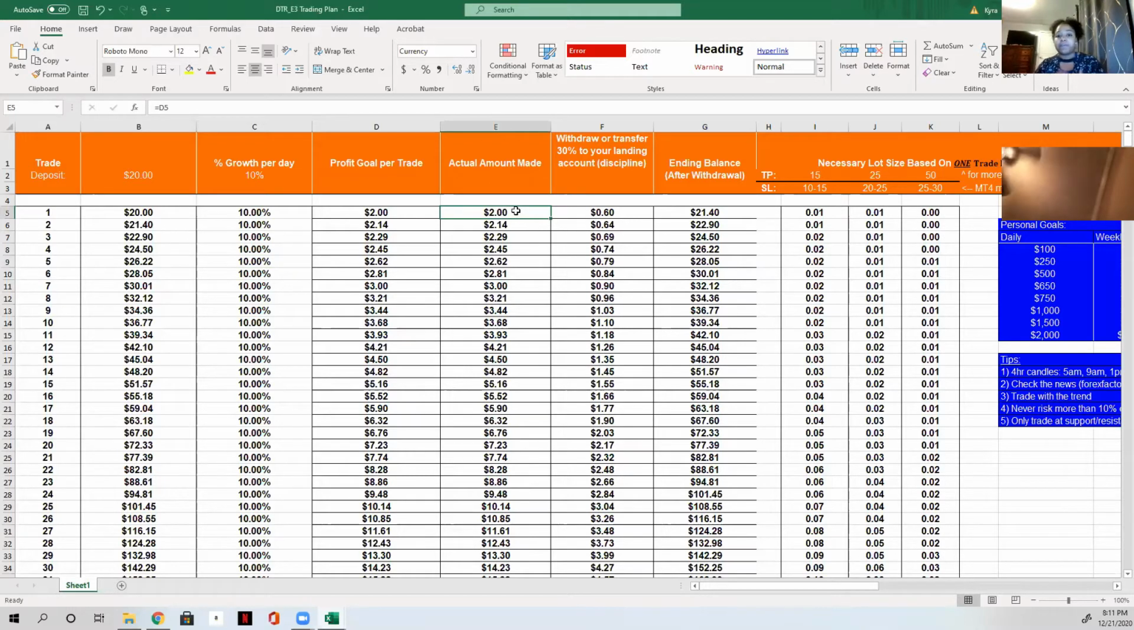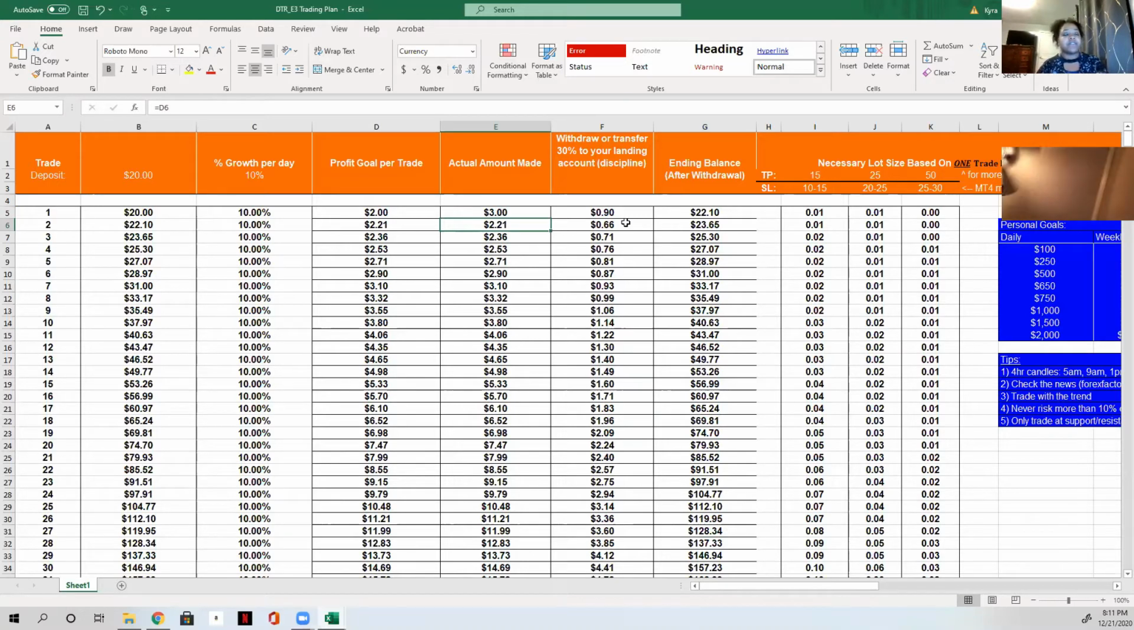So let's say we got a 30 pip TP. So we end up making $3 on that trade, right? Beautiful. What happens here is this column F is going to tell you, of that $3, how much you're now going to withdraw. This means you're going to take out some of the money you just made. I know you're probably like, 90 cents, that ain't nothing, but I promise you it's going to add up. You're not taking it completely out.